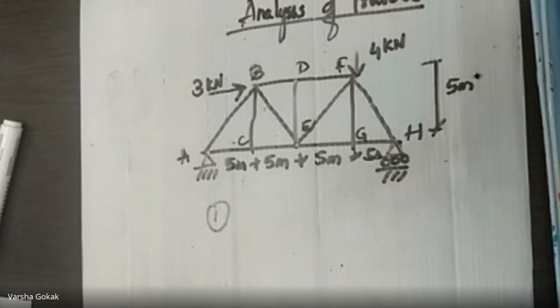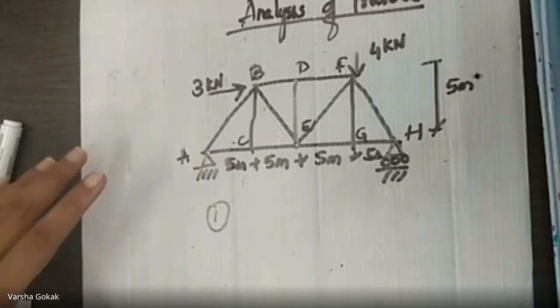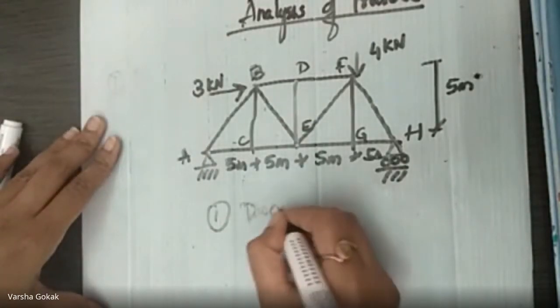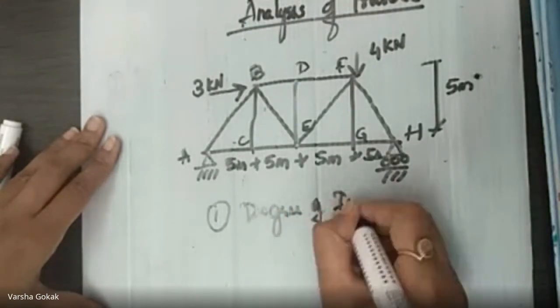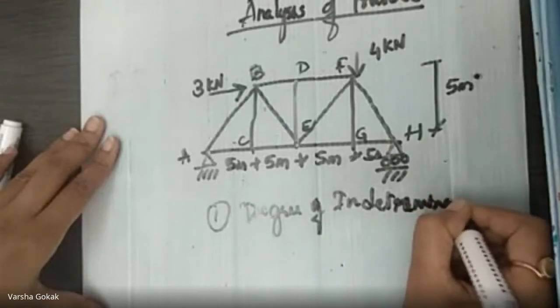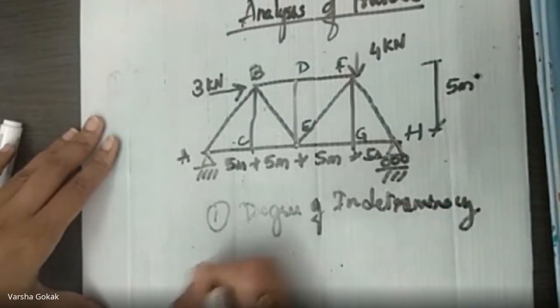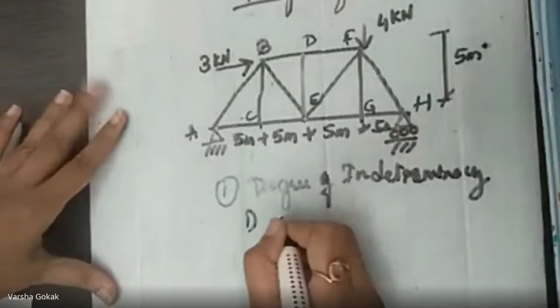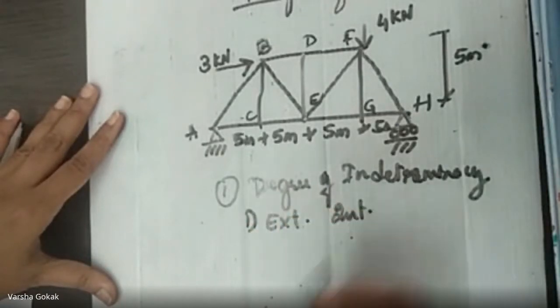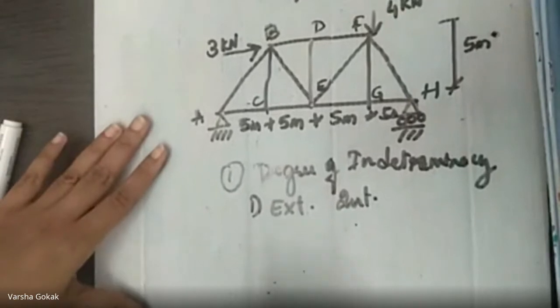Degree of indeterminacy. Yes. Now, in degree of indeterminacy, there are two. One is external and one is internal. So first let us find external indeterminacy. How do we find the external indeterminacy?